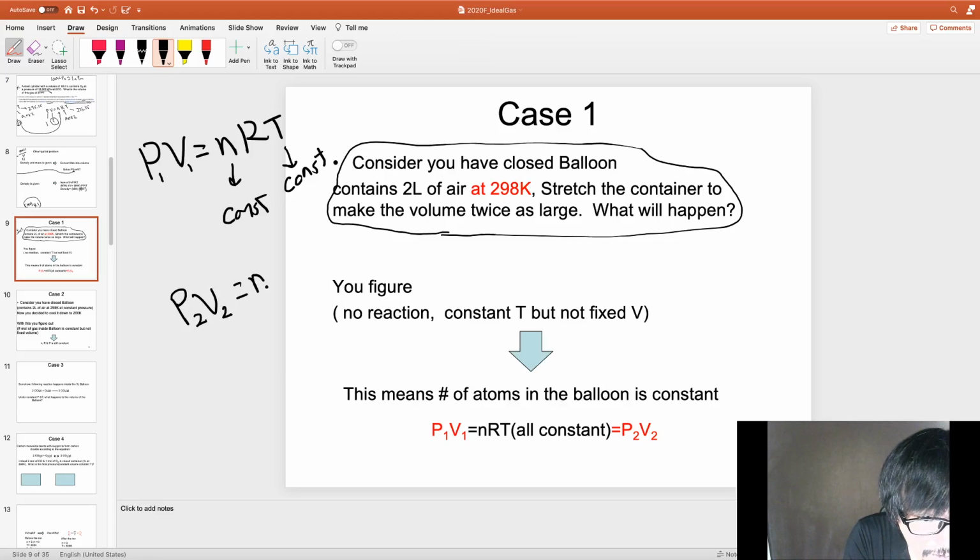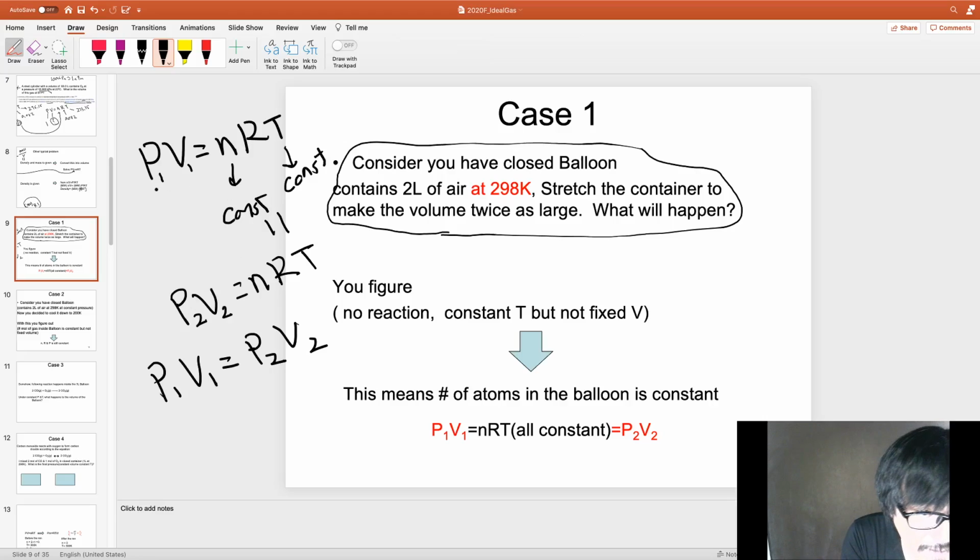That's also equal to this nRT, right? Because nRT never changes. Then what's happening here? P1V1 is actually equal to P2V2. That's what's happening here. P1V1 is equal to nRT, and nRT never changes. And that's equal to P2V2, right?